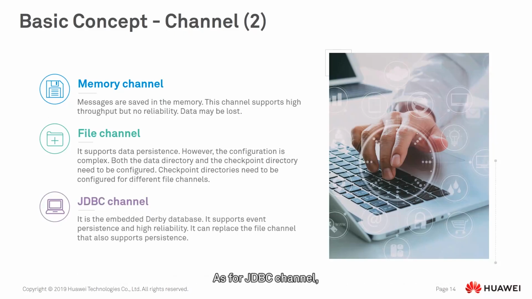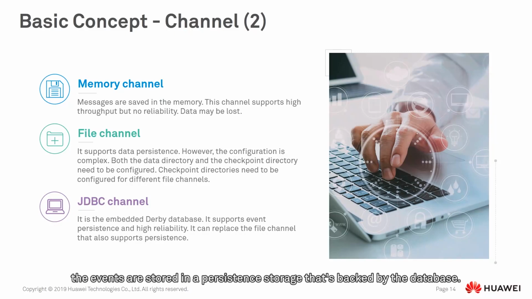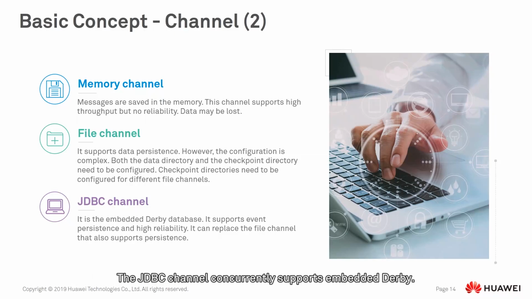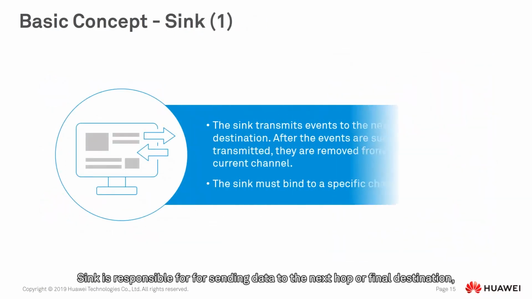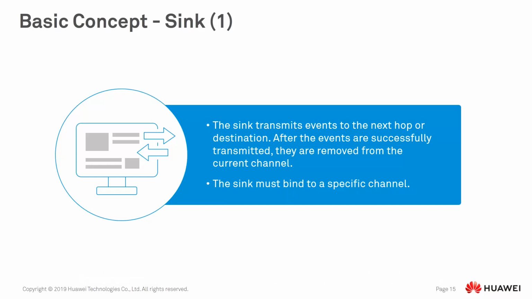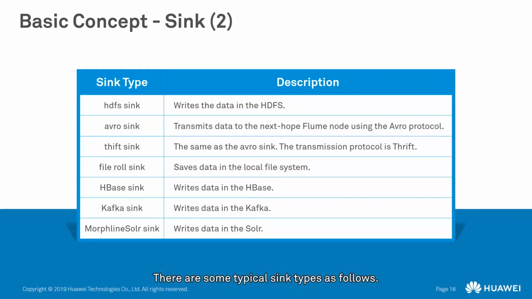As for JDBC channel, the events are stored in a persistent storage that is backed by a database. The JDBC channel currently supports embedded Derby. This is a durable channel that's ideal for flows where recoverability is important. Sink is responsible for sending data to the next hop or final destination and removing the data from the channel after successfully sending the data. A sink must function with a specific channel. There are some typical sink types as follows.